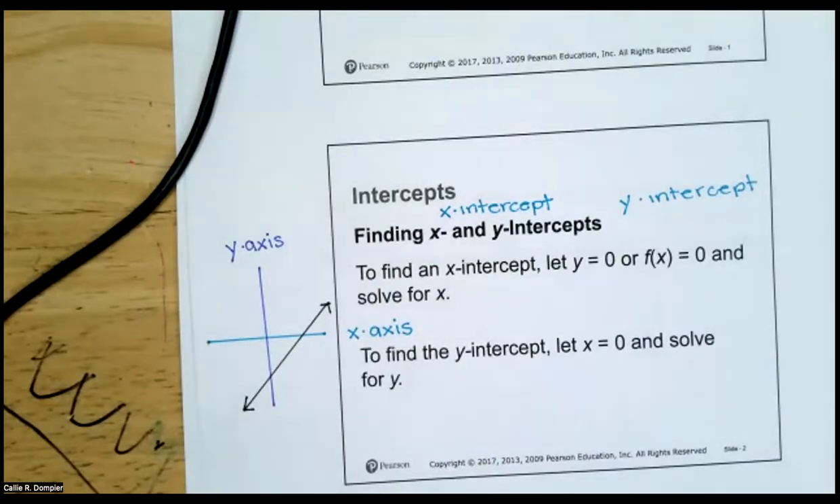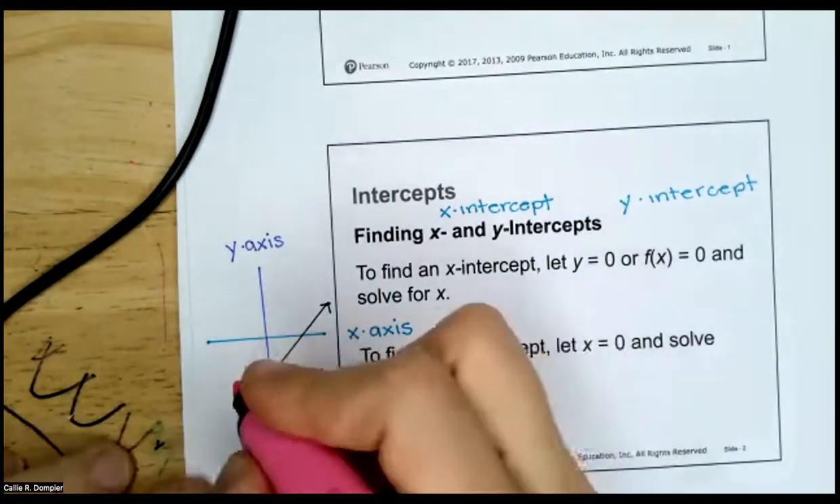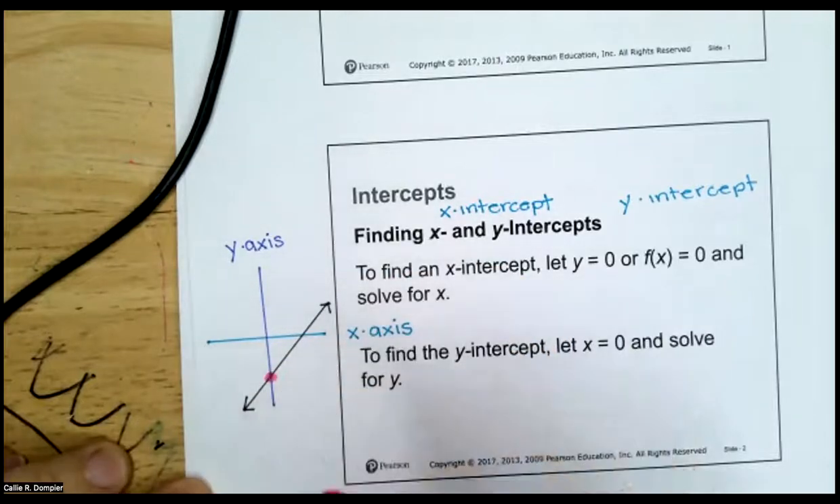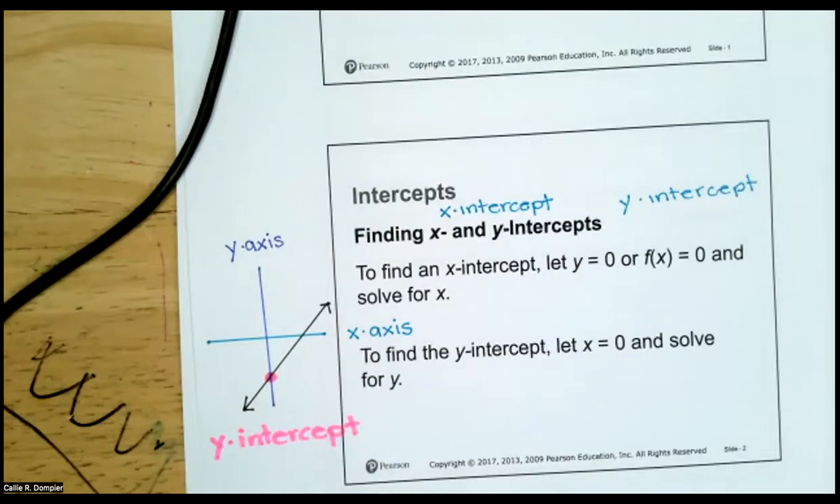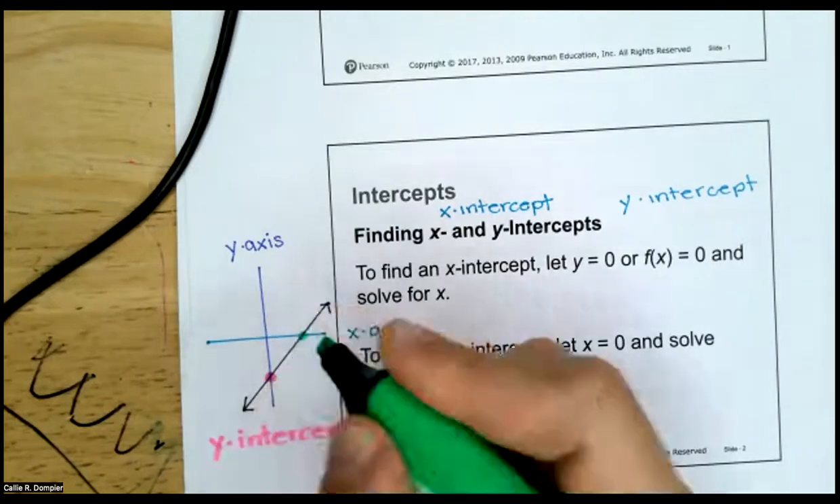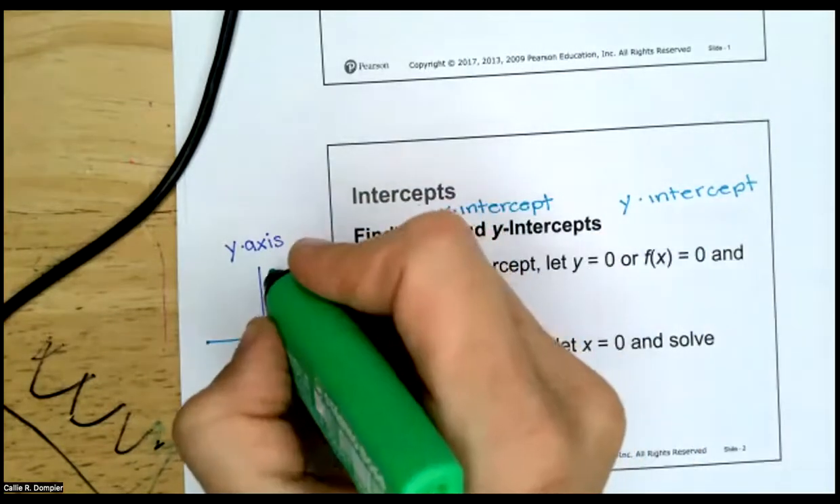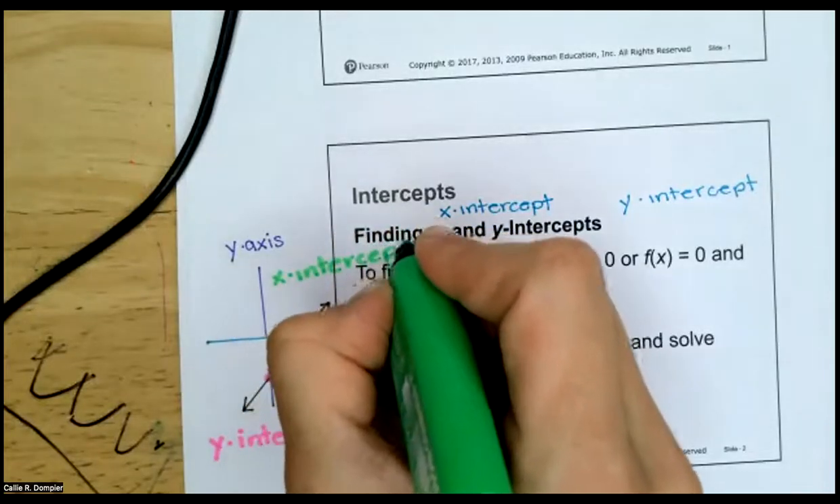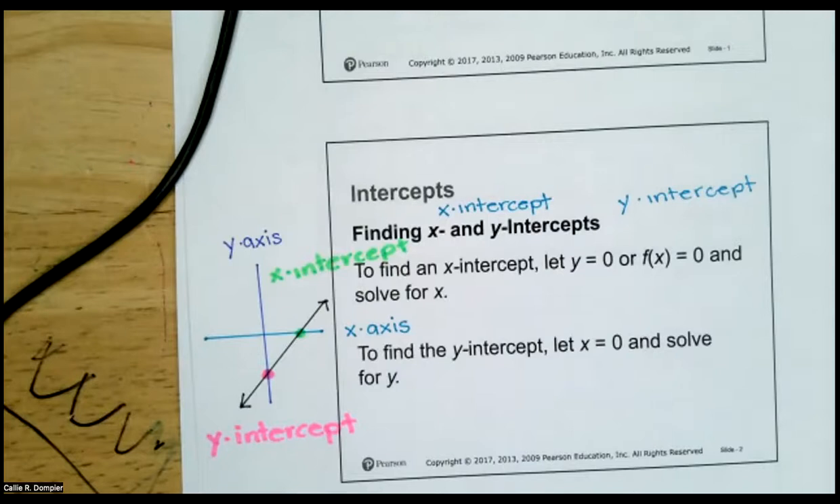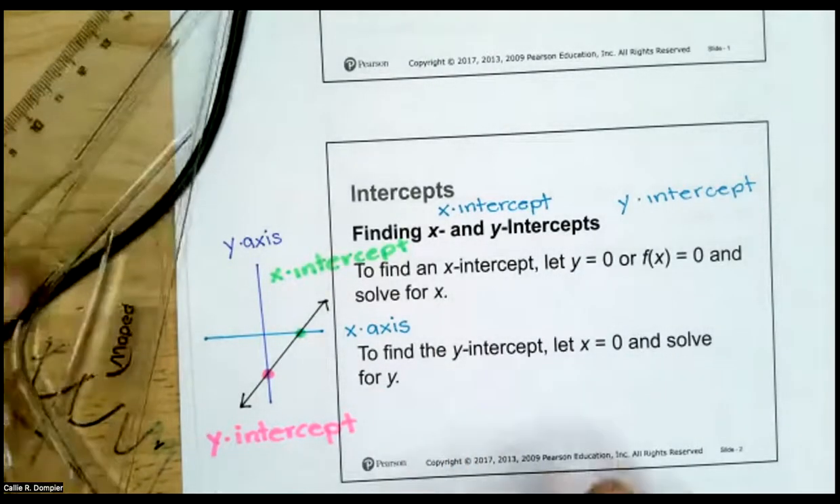The points where we are crossing the y-axis, this is my y-intercept, because to intercept means to cross, okay? And then maybe over here, where it crosses the x, that will be my x-intercept. Make sense? So it just means where my line is crossing x and y.